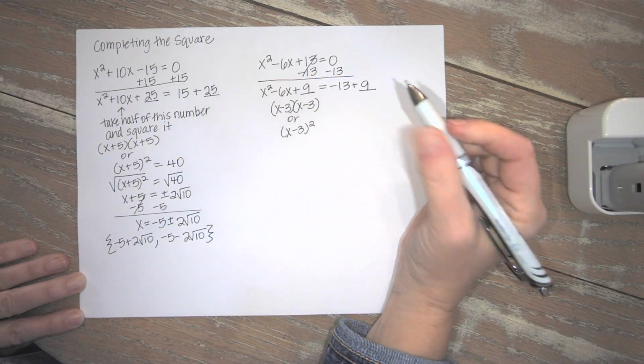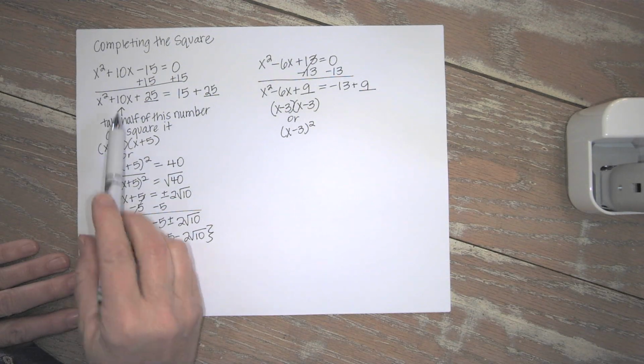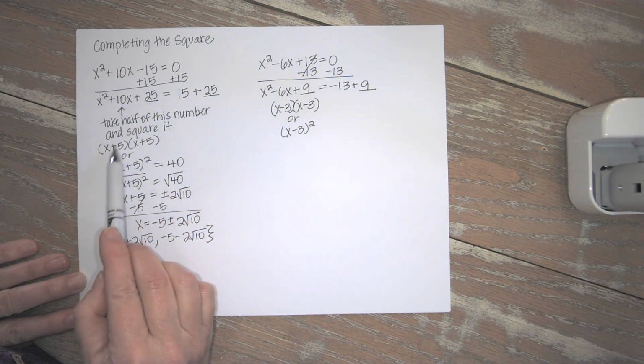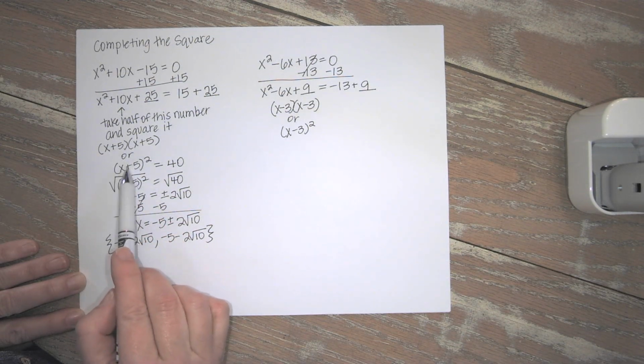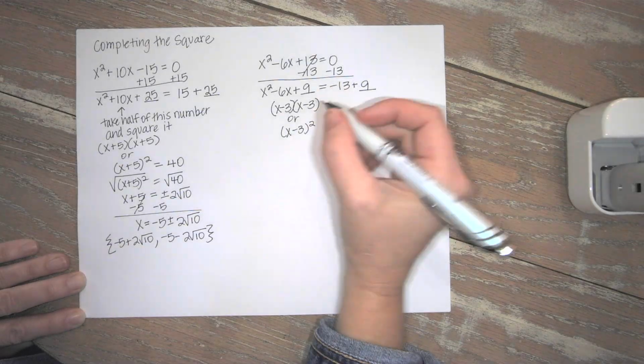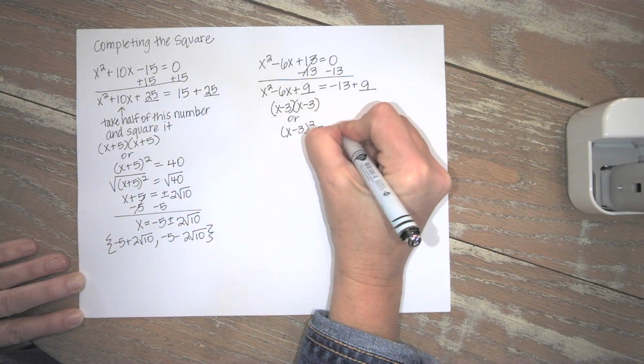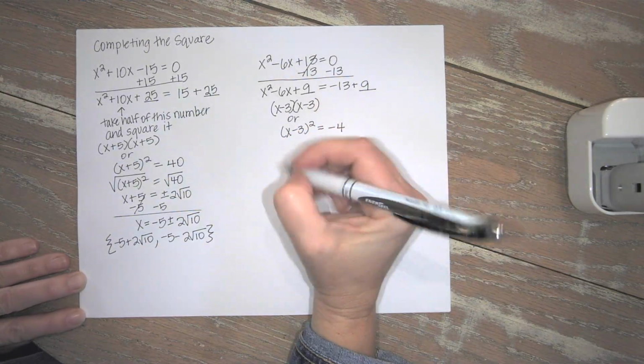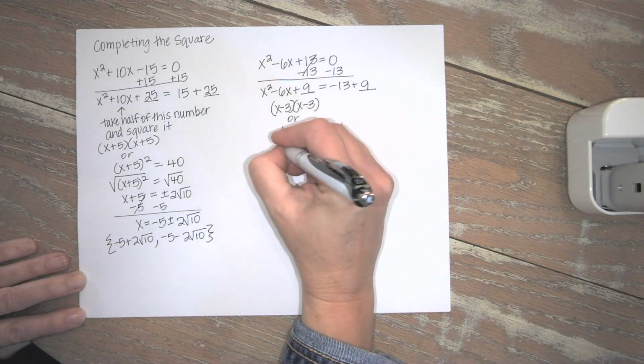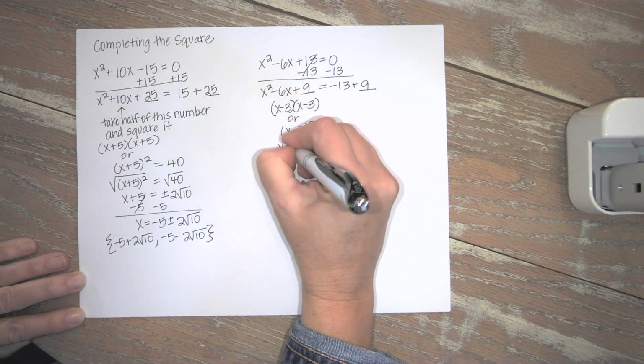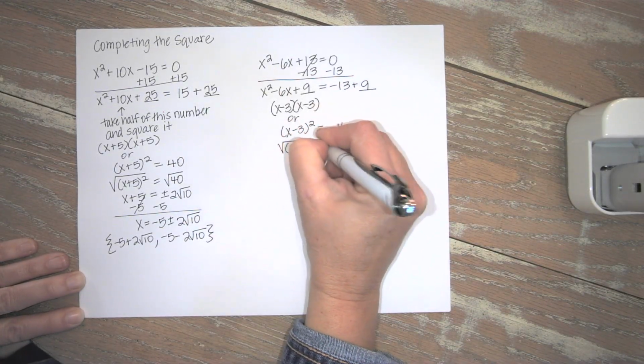Notice back over here, half of that positive 10 was positive 5, and that's what ended up here. So we have x minus 3 squared equals negative 4. Now we're set up to do the square root method. We're going to take the square root of both sides.